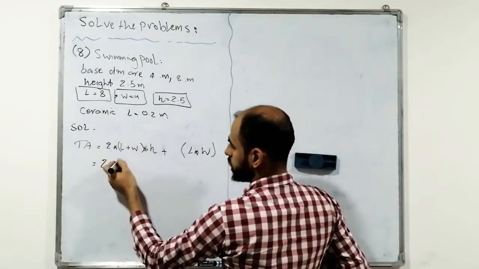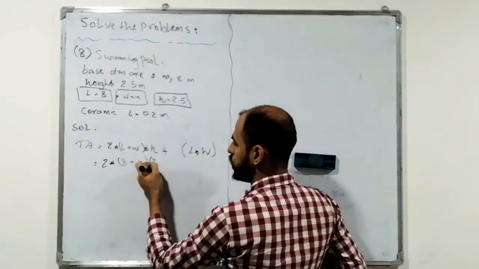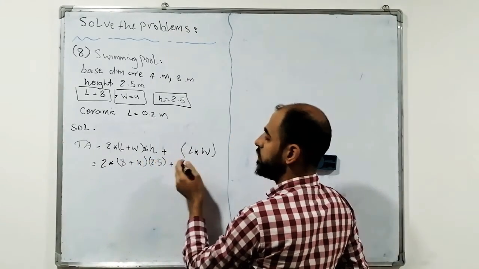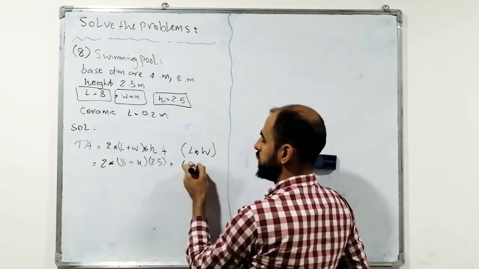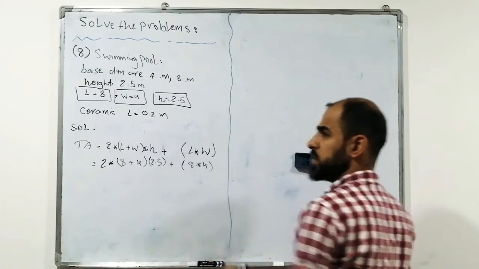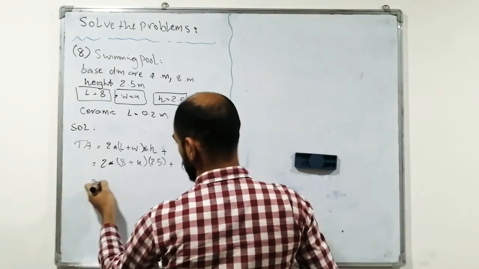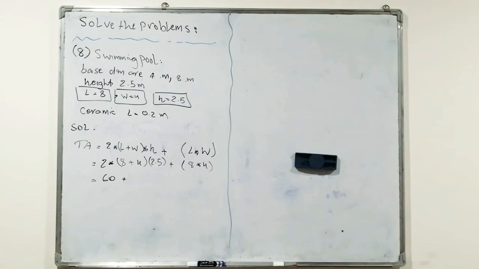So L will be 8 plus 4, multiplying by 2.5, plus L by width, 8 by 4. Now multiplying these numbers by each other, we get 2 by, 4 plus 8 will be 12. 12 by 2 is 24. 24 multiplying by 2.5 will be 60. Plus 8 by 4, multiplying by 1, will be 32.